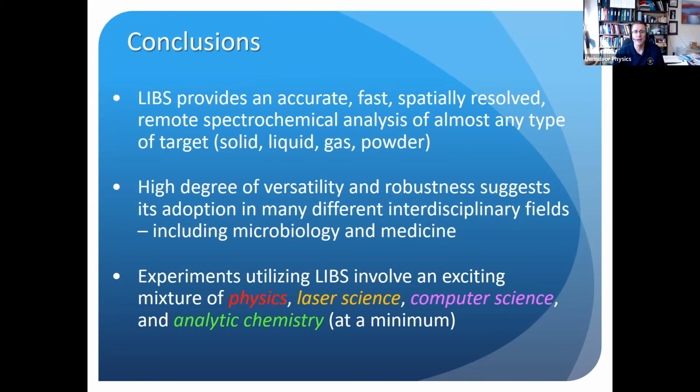It's everywhere. And the experiments that I do, which is why I really love them, involve a very exciting mixture of physics, laser science, computer science, analytic chemistry. That's a minimum. Throw in the microbiology of my stuff, throw in the health sciences. It's just a tool that we're applying in different places. So to me, that's really exciting. I love this interdisciplinary vibe that this field has.